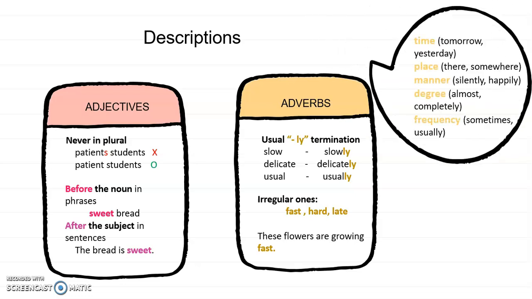Adverbs can be of different types. There can be time adverbs, place adverbs, manner adverbs, degree adverbs, and frequency adverbs. But all of them have in common that they communicate something about the verb. Adjectives communicate something about the noun.